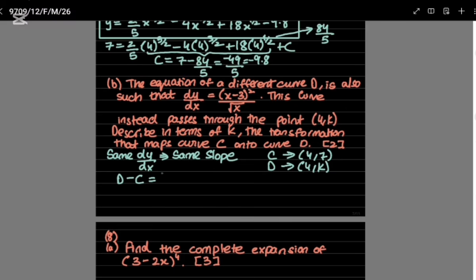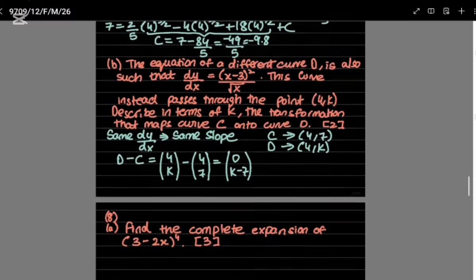Okay, which is, let's write it in the form of vector notation. Okay, so 4k minus 4, 7. So it's simply 0 into k minus 7.